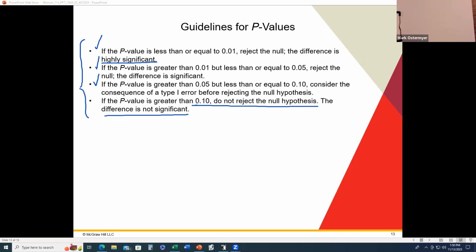To do so would have you taking way too much risk in committing a type 1 error. So again, if your level of risk is 10% or higher, usually we never want to reject the null hypothesis. Okay, so those are rules of thumb as to when you would lean one way or another in deciding to reject or not reject your null hypothesis.